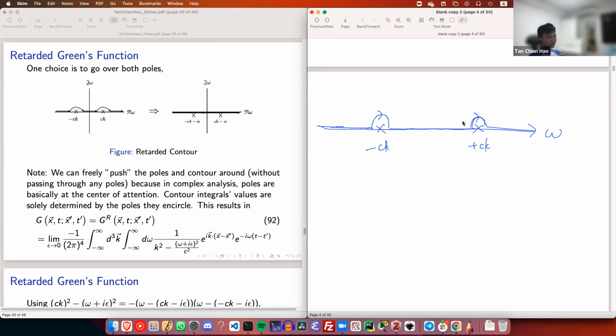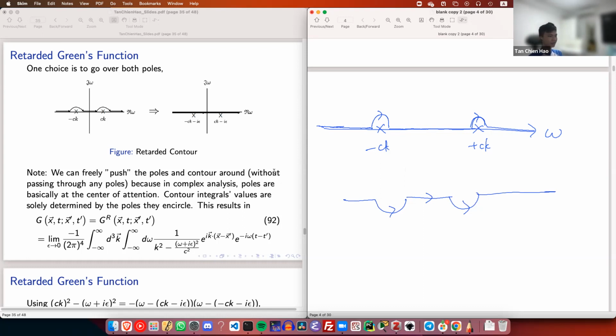And this retarded Green's function would turn out to encode the physics that we want, that makes sense, right? If we choose to go around the poles via the lower way, then we actually get essentially a propagator that tells us our sources can affect the past. Meaning that if I create a point charge over here and move it around, then this point charge actually creates an electric field that propagates back in time, which doesn't make sense physically.